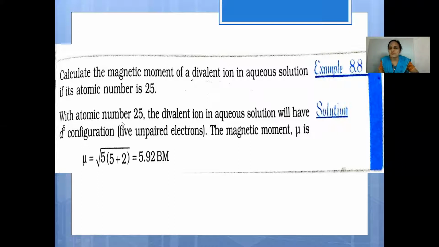So when you put in the spin-only formula there, you get mu equals root over n into n plus 2. You should get the value of n there as 5, and you should get the value of mu, that is magnetic moment, as root over 5 into 5 plus 2, that is root 35, which is 5.92. I'll show you here on the board how to calculate the magnetic moment using the spin-only formula.